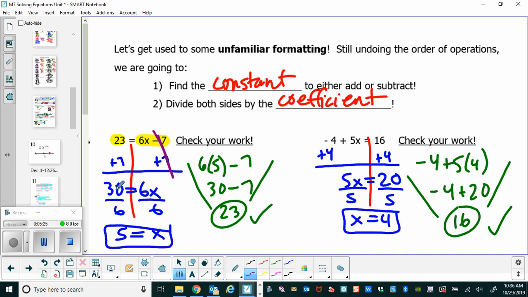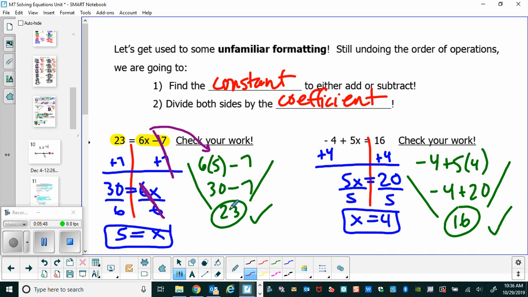Over here, 23 plus 7 is 30, and 30 divided by 6 is 5. The reason I divided by 6 was because my coefficient was a 6, and I can cancel it out. Now, friendly reminder, we have to check our work, and if we think x is 5, let's plug it in. So here's our expression, and 6 times 5 is 30, and 30 minus 7 is in fact 23.